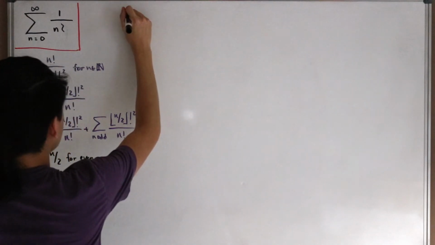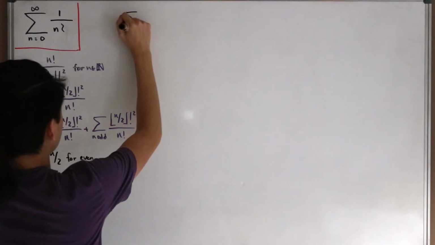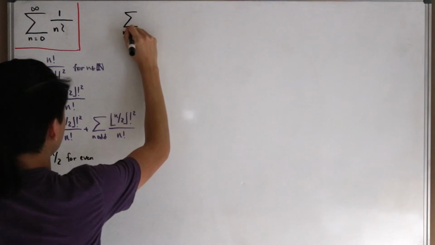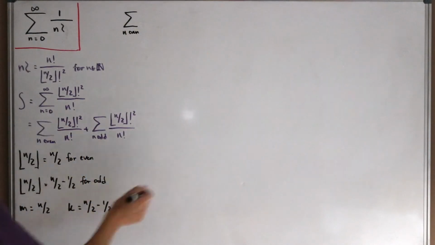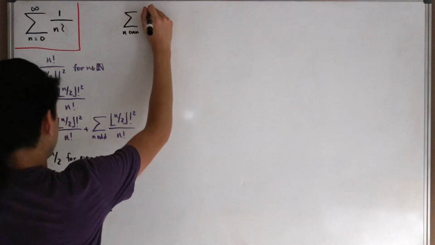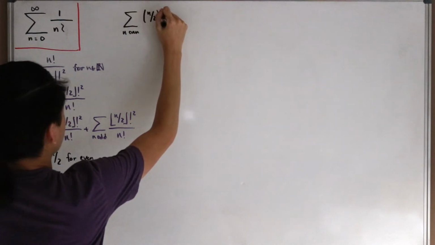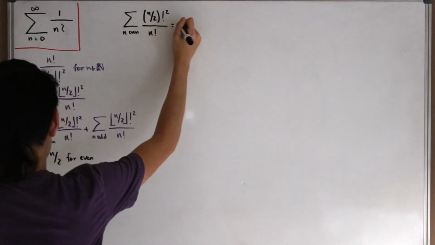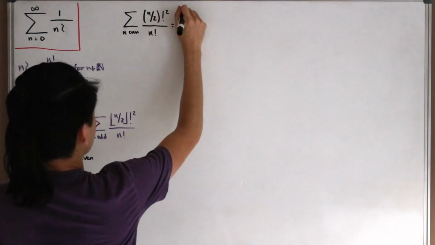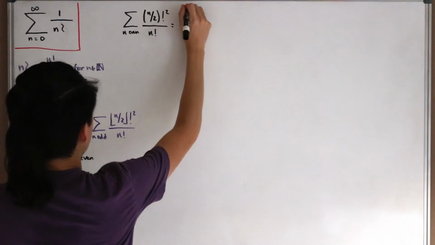So focusing on the even case, if n is even, and I just substitute our floor for what we said was n divided by 2, then this is just (n/2)! squared, divided by n factorial. If we write this out, that's just going to be (m!) squared.